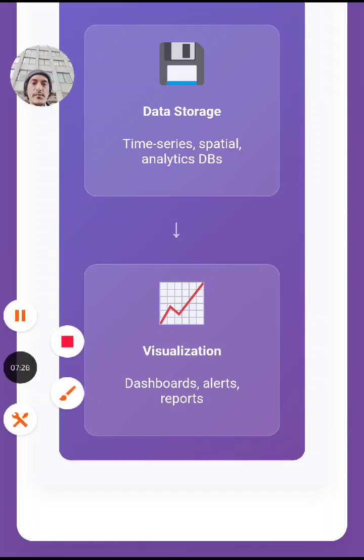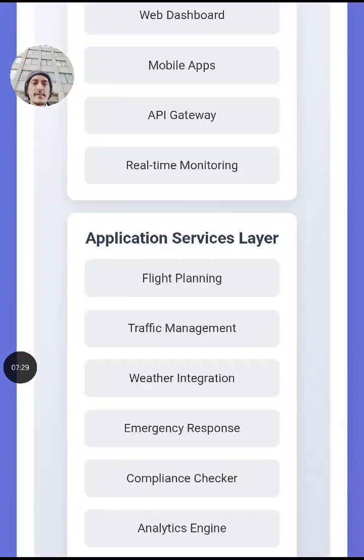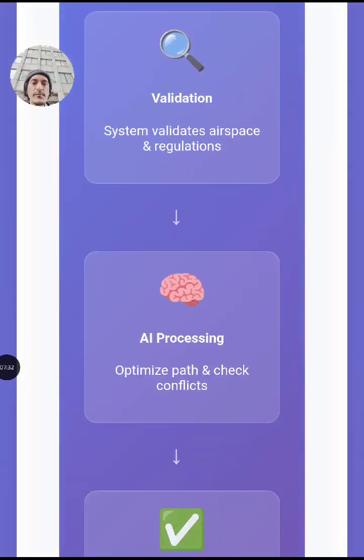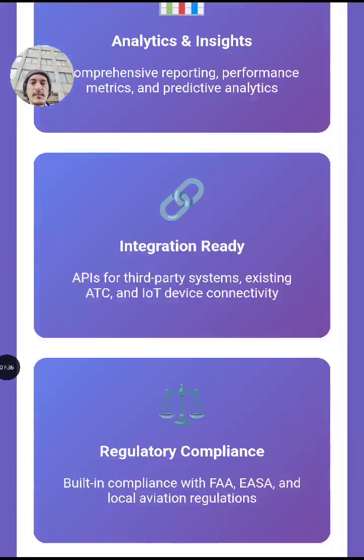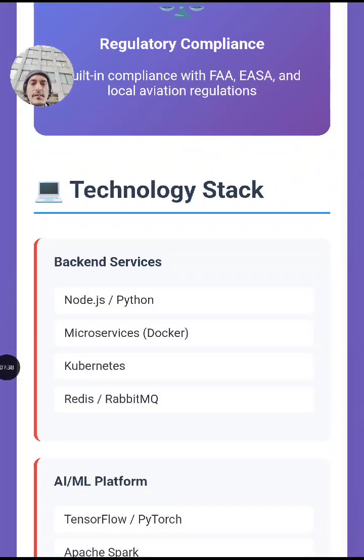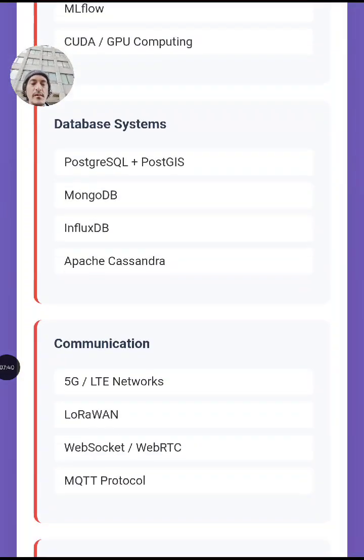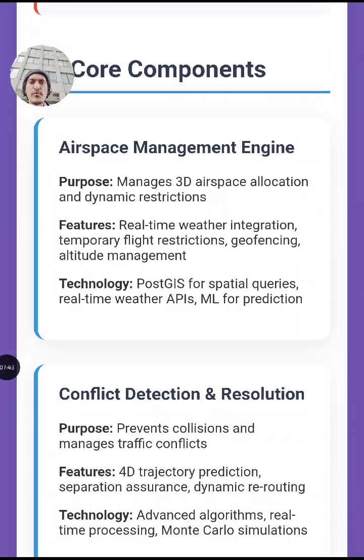Alright, so that's it. This is an overview of smart drone traffic control management. We'll take a deeper look into the different components that we are more interested in.